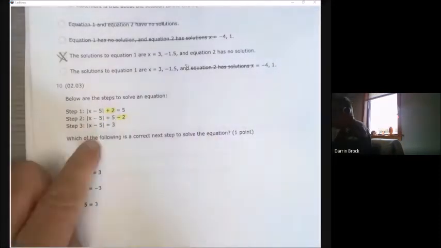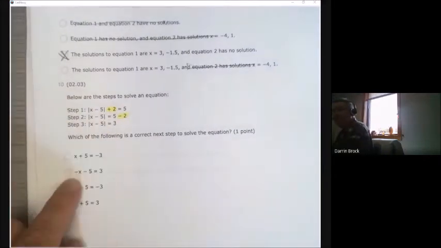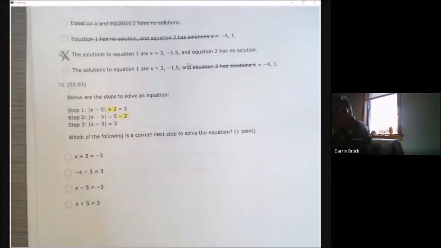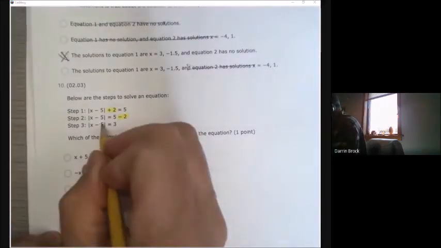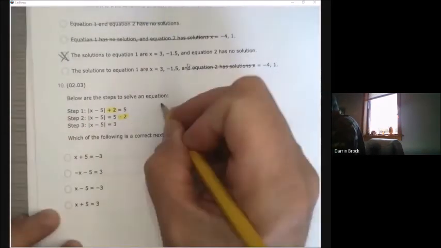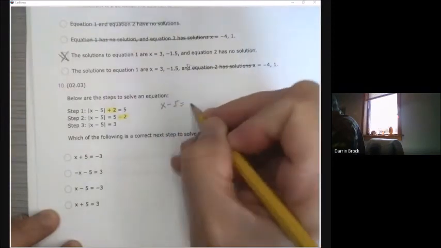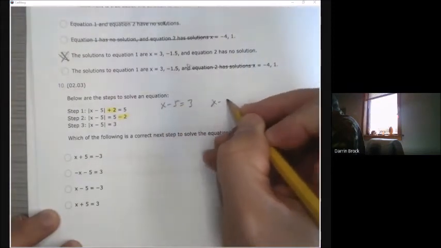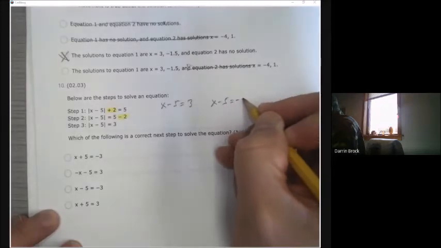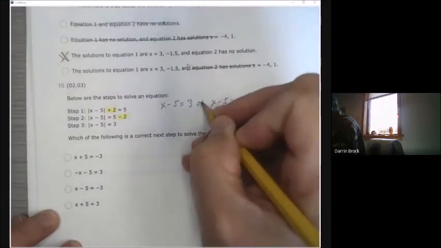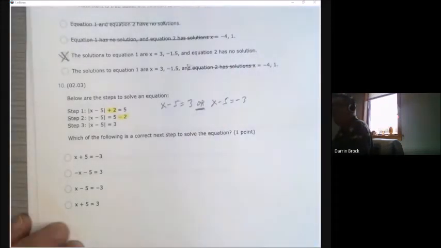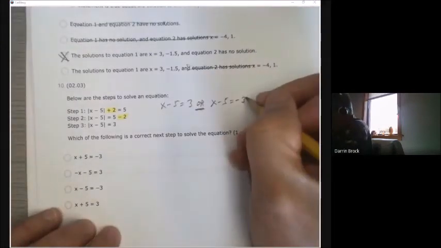Which is what I must do. So where do we go from there? All right. Do we do x plus 5 equals negative 3? Because remember, there's two ways for this to end up being 3. Either x minus 5 inside has to equal 3, or x minus 5 has to equal negative 3, one of those. So it's either going to equal 3 or negative 3.